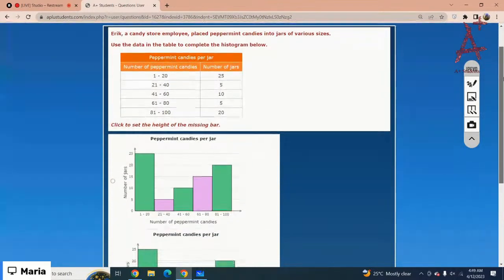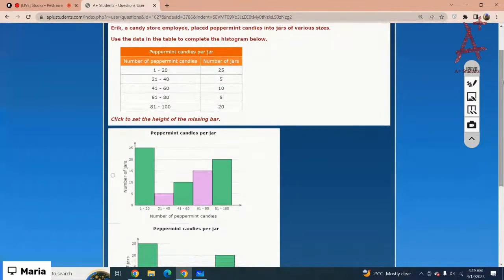Eric, a candy store employee, placed peppermint candies into a jar of various sizes. Use the data in the table to complete the histogram below. From 1 to 20, it would be 25. Just match the values. Here you have 25. From 21 to 40, it would be 5. Here you have 5. From 41 to 60, it would be 10. Here you have 10. From 61 to 80, you have 5.